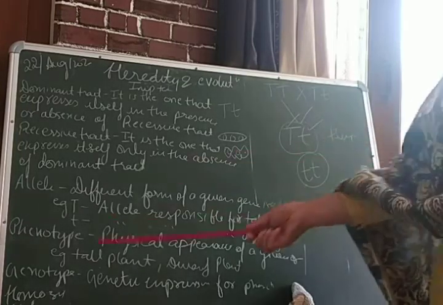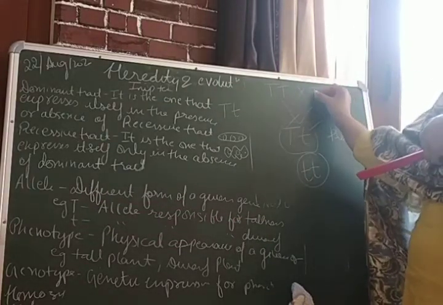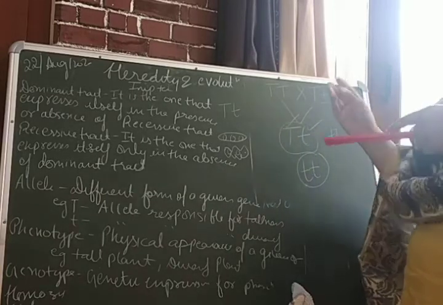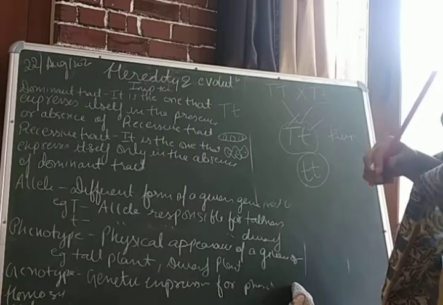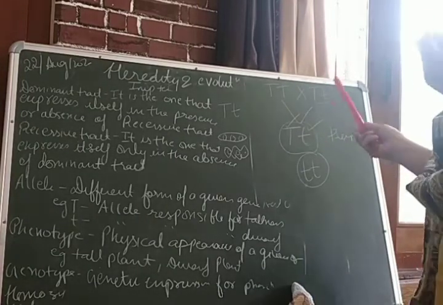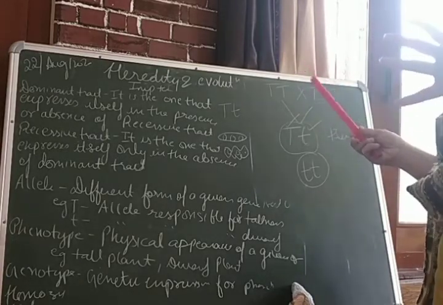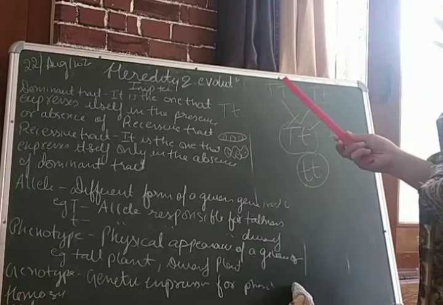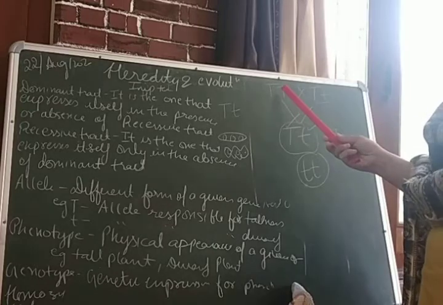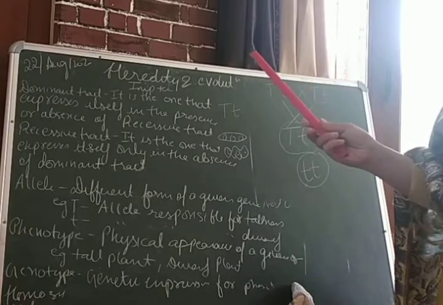Understood? Then next is genotype. Capital T and small t is your genotype. And what would be the phenotype? Phenotype is your tallness, meaning the physical appearance of the plant or of an organism. And what type of alleles are present inside it, that is the genotype. Next is homozygous. Students, when the same type of alleles are present, it is known as homozygous, and when different types of alleles are present, it is known as heterozygous.